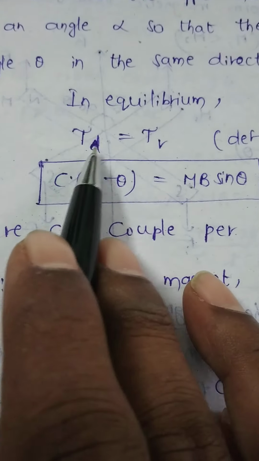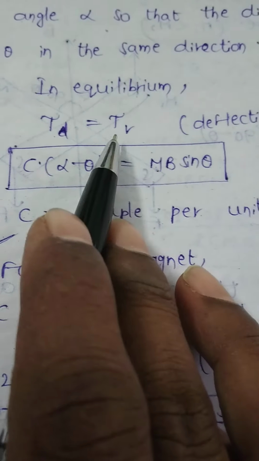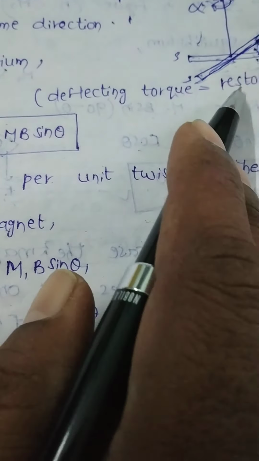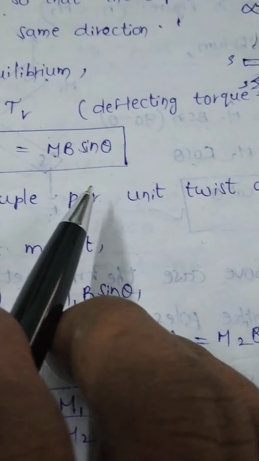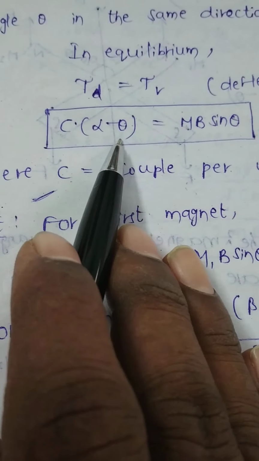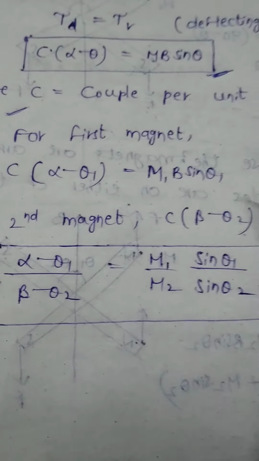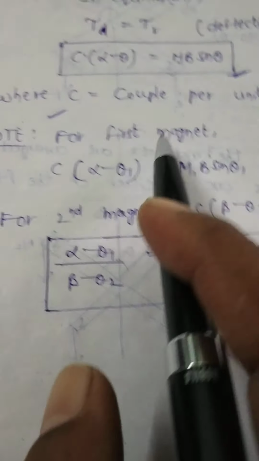Now the deflecting torque is given by C into alpha minus theta. That should be equal to the restoring torque on the magnet due to the magnetic field, which is MB sin theta. So that's why C into alpha minus theta is equal to MB sin theta. It is one of the most important relations. Here C is the couple per unit twist of the wire.